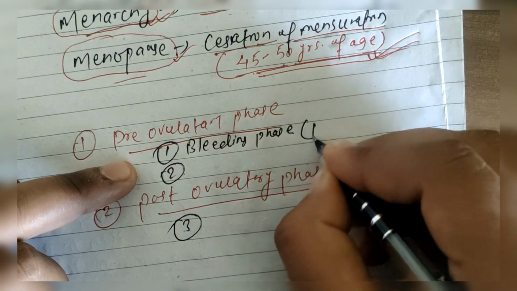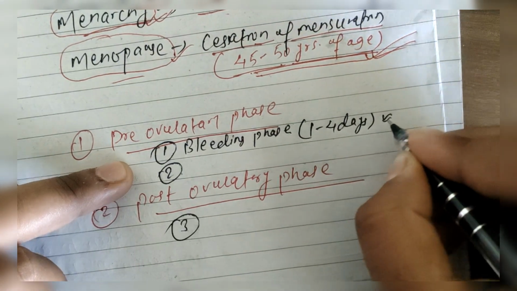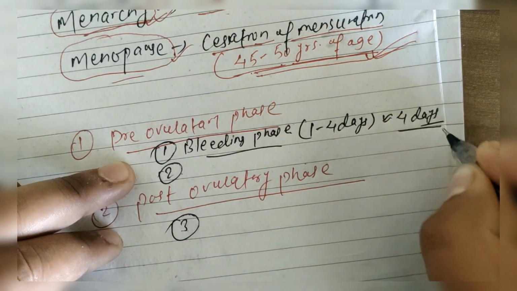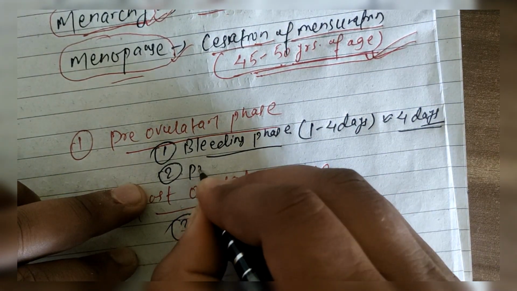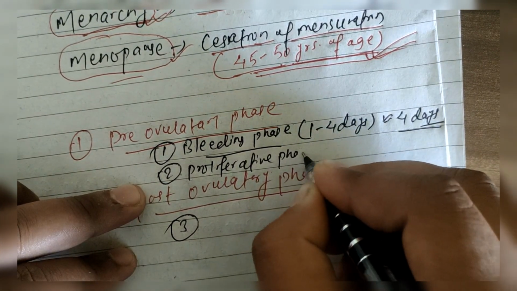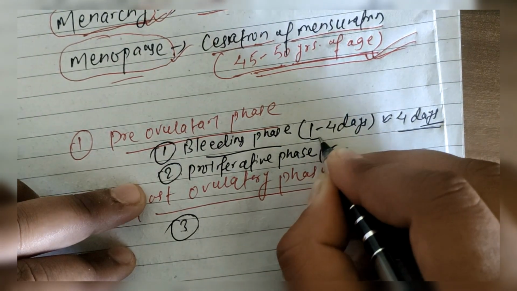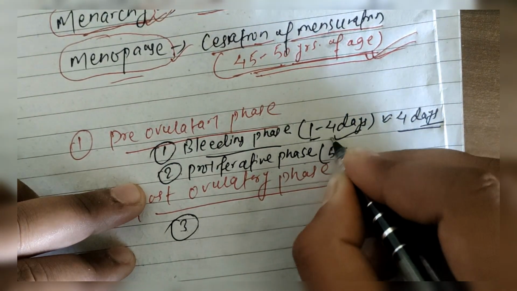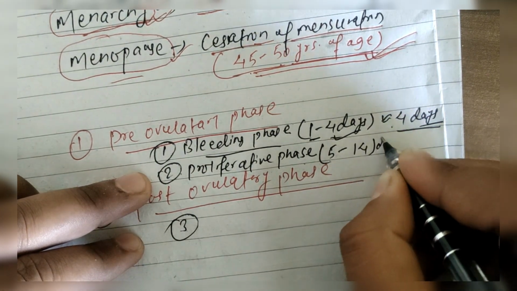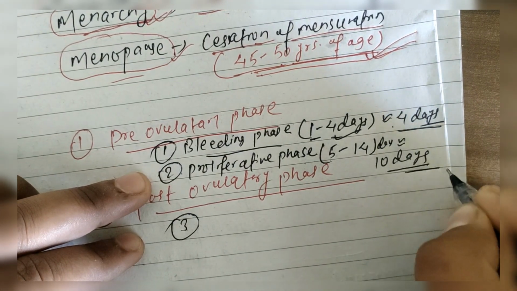This is for about 1 to 4 days approximately. This bleeding phase is up to the 4 days. After that, there is a proliferative phase. Proliferative phase. The first 4 days is bleeding phase, and after that 5th to 14th days, approximately 10 days, this is the proliferative phase.